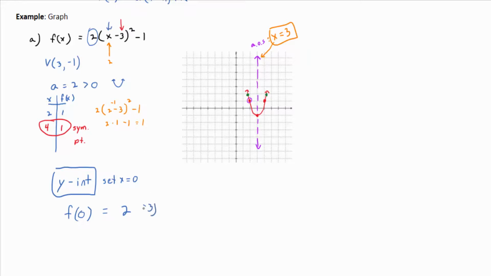2 times negative 3 squared minus 1, what is that? Well, what's 3 squared? Negative 3 squared, 9. 9 times 2, 18, minus 1, 17. So 0 comma 17 is the y-intercept. Notice I didn't try graphing that. It would be way up here somewhere, wouldn't it? So I'm not going to include that in the graph.